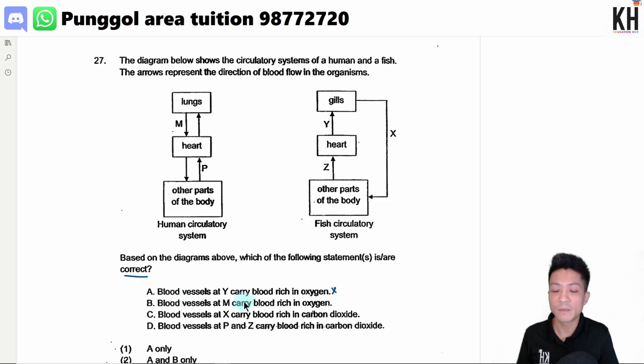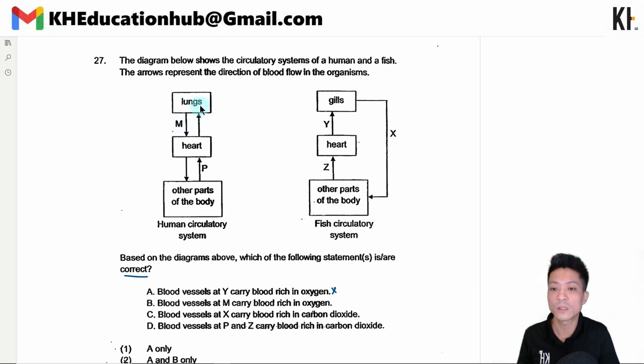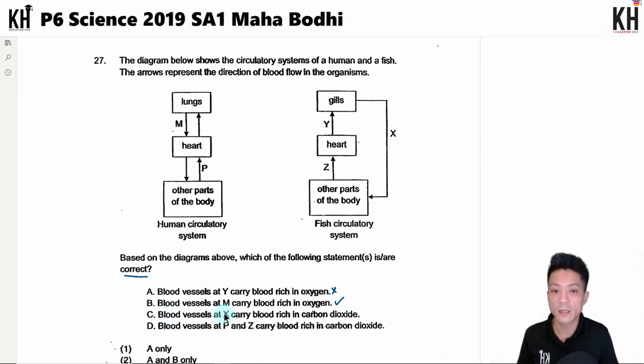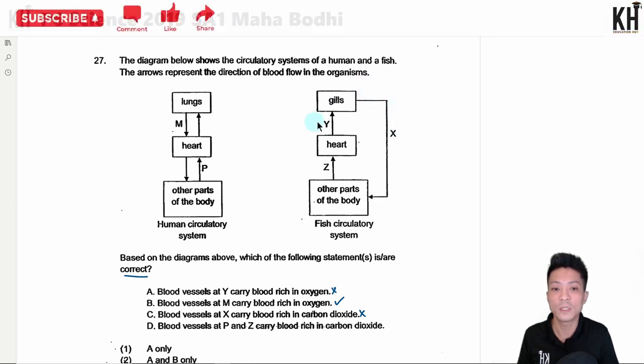B, blood vessels at M carry blood rich in oxygen. Where is M? M is here, right? So this is correct because it just came out from the lungs. B is correct. C, blood vessels at X carry blood rich in carbon dioxide. This is wrong because just now I was telling you that X should be rich in oxygen and Y is the one that is rich in carbon dioxide.